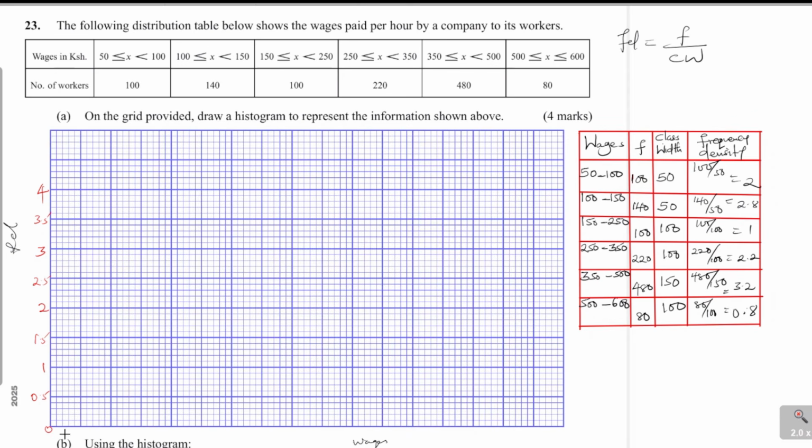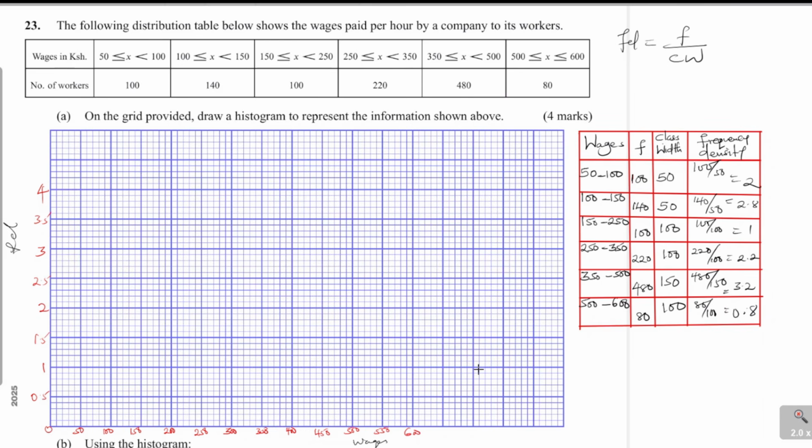So that can start from here. 50, 100, 150, 200, 250, 300, 350, 400, 450, 500, 550, and then we have 600. See, 600 is the last one, so you can stop at that point.